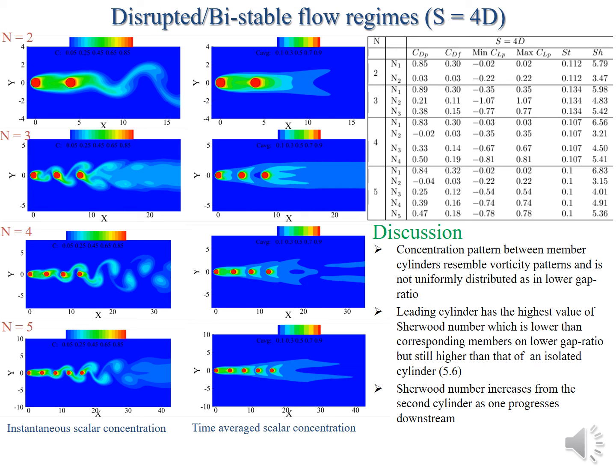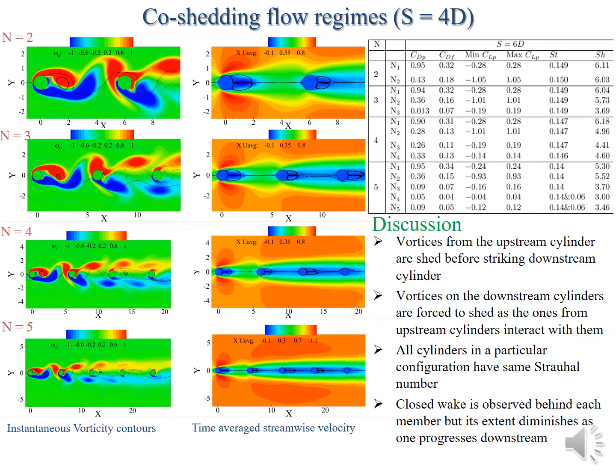The reason is that they have one vortex shedding frequency, since the vortices from the upstream cylinder come and force the vortices from the downstream cylinders to shed, forming one large vortex. So that is what happens in this flow regime. And for the flow structures, we have actually discussed that.